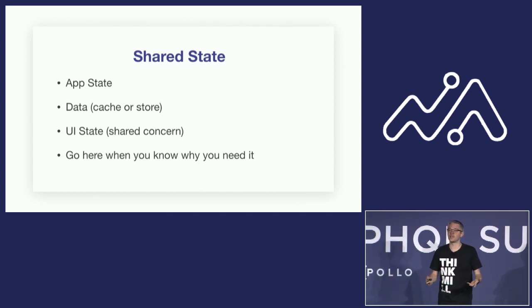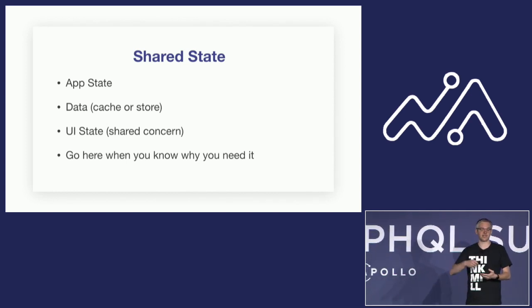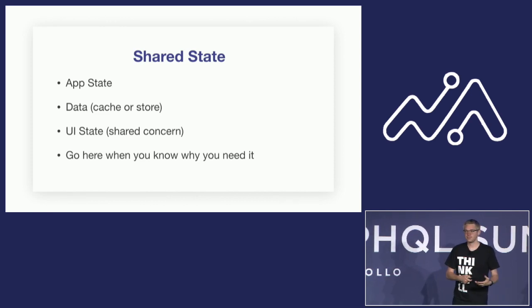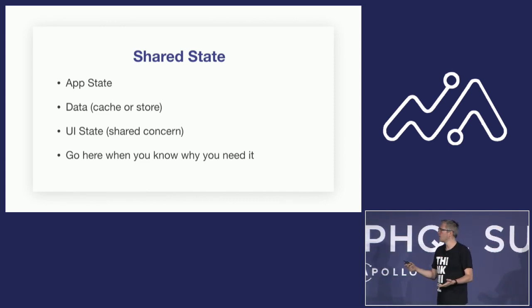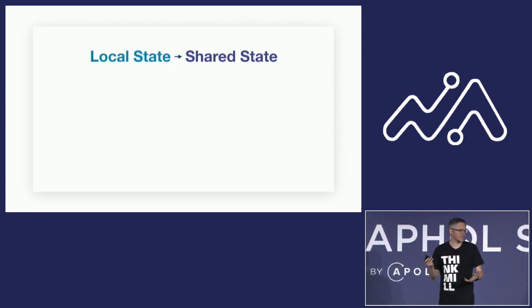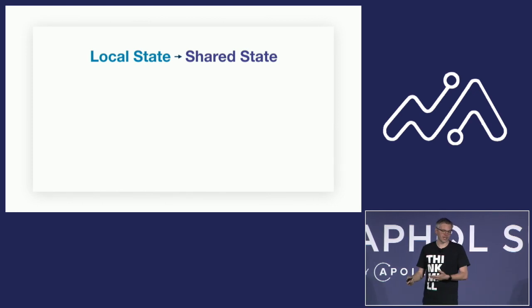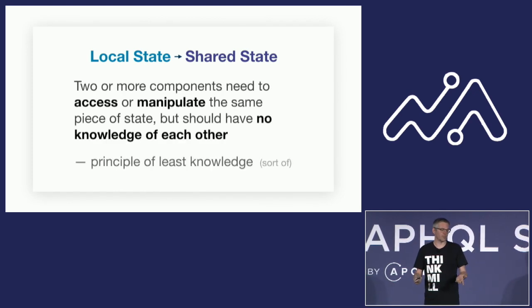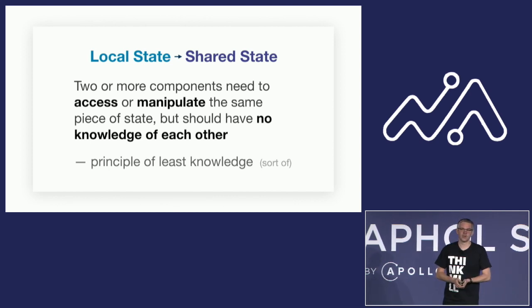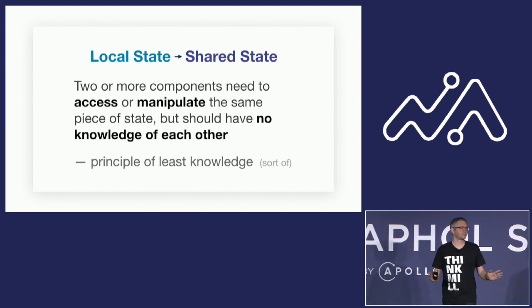So when we're looking at that UI, we saw, okay, now we have state that needs to be accessed by 2 components. That's shared state. And let me break down for you the rule that we've developed around how to identify this. Transition from local state to shared state when you have 2 or more components that need to access or manipulate the same piece of state, but should have no knowledge of each other.